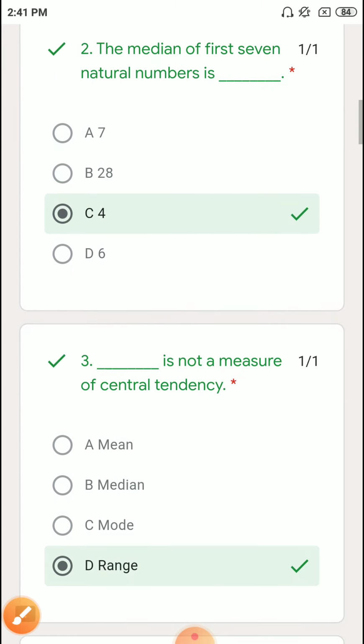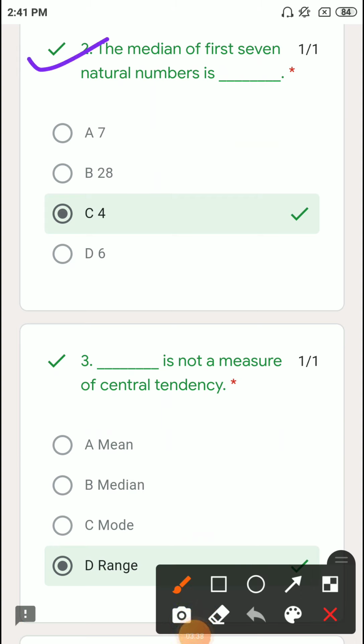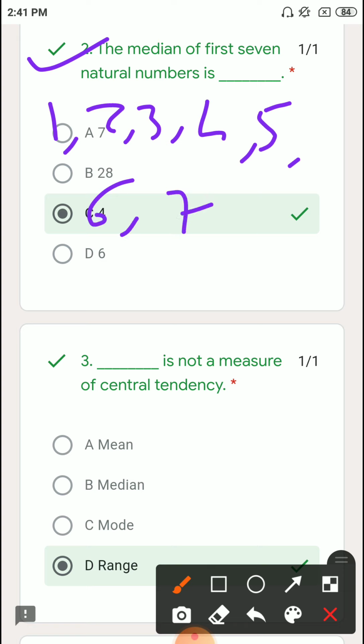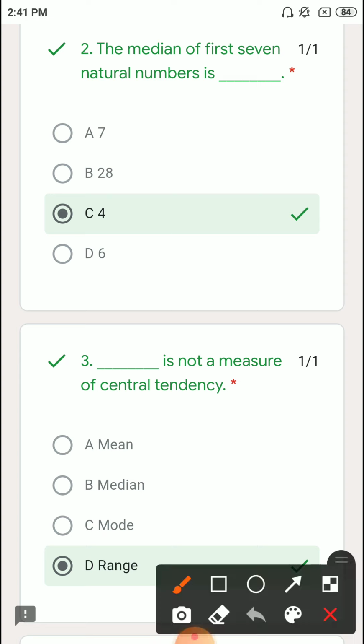After that, question number 2. Here we need to find the median of first 7 natural numbers. So we need to write the natural numbers in ascending order, otherwise descending order. So here we just write them in ascending order. So 1 2 3 4 5 6 and 7. Okay, now median means what? Exactly the middle number. Median means what? Exactly the middle number.